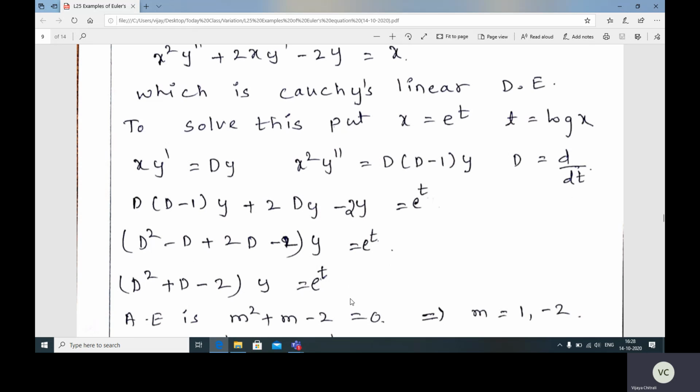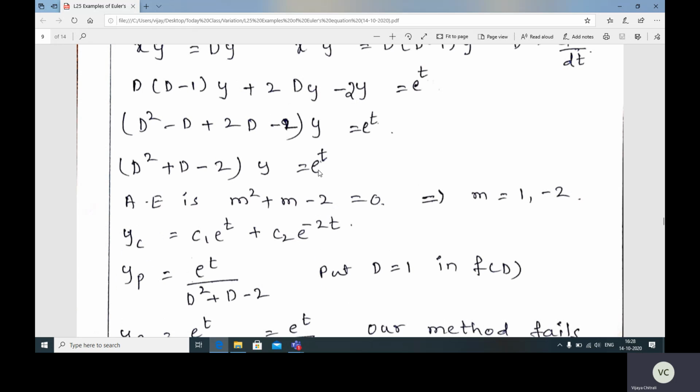Now we have reduced this into a linear differential equation. This is a second order linear differential equation, and it is a non-homogeneous linear differential equation. So the solution contains two parts, yc plus yp. So the general solution is equal to yc, the complementary function, plus yp, the particular integral. To find the complementary function we need the roots. For that, the auxiliary equation is m² plus m minus 2 equal to 0. So find the roots: m is equal to 1 and minus 2. So the roots are real and different.